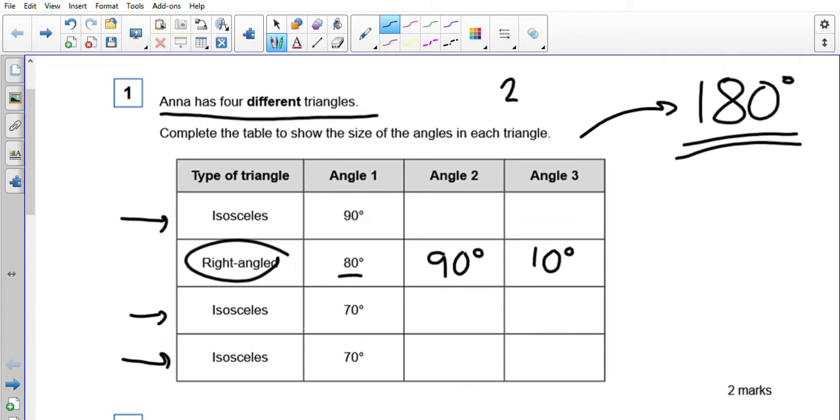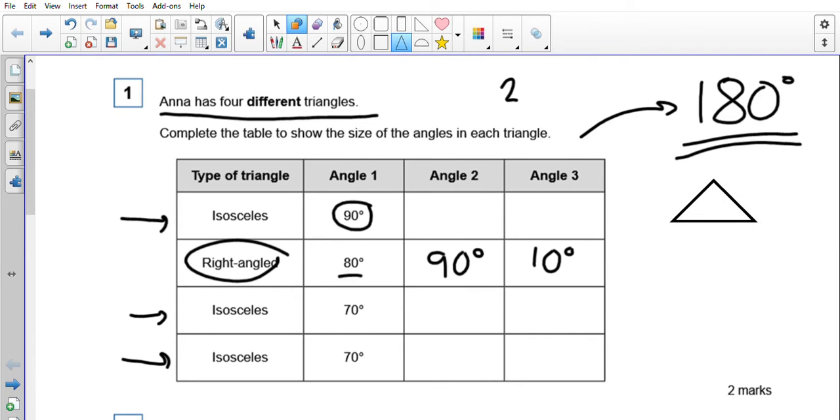Let's have a think about these isosceles then. The first one has got an angle 1 here of 90 degrees. Now, I know that has to be the angle at the top, because if I had 2 angles at 90 degrees, that would give me 180, which would mean I wouldn't be able to make a triangle out of it, because I'd already used up all of my angles. So it's going to look something a little bit like that.